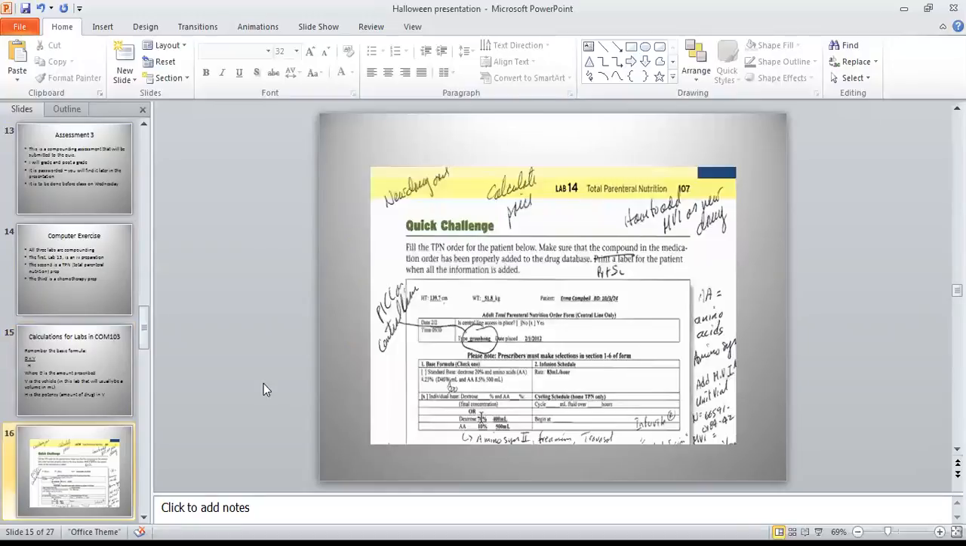Let's take a look first at page 107 of the handout that I gave you. And 107 is a typical TPN order. It's called a quick challenge. You are not doing the quick challenge, so don't worry about that. So you see this, I've got here the top part of page 107, and I'd like to just address each section. First off, we have a patient name and date of birth. We have a height and weight.